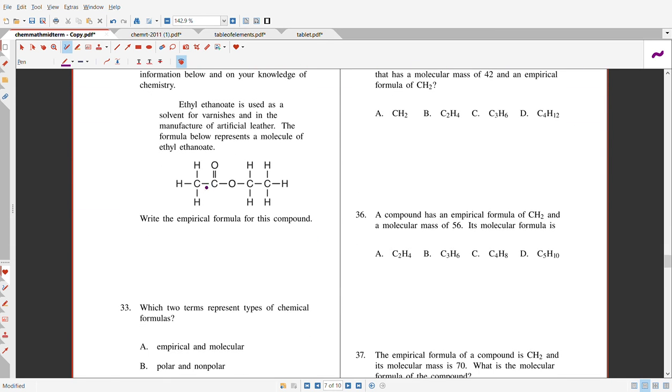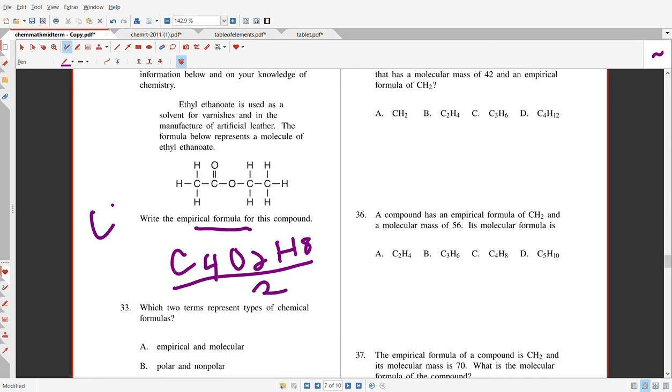Now, empirical formula here is the most reduced. First, I got to count how many C's there are. 1, 2, 3, 4. There's 2 O's. And I have 3, 4, 5, 6, 7, 8 H's. That's the actual or molecular formula. So I could divide everything by 2. So it'll be C2OH4. Good?